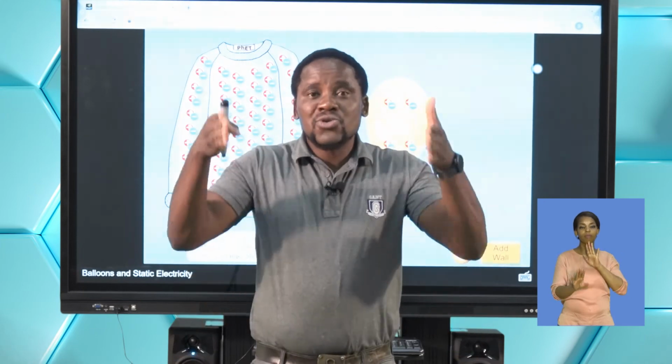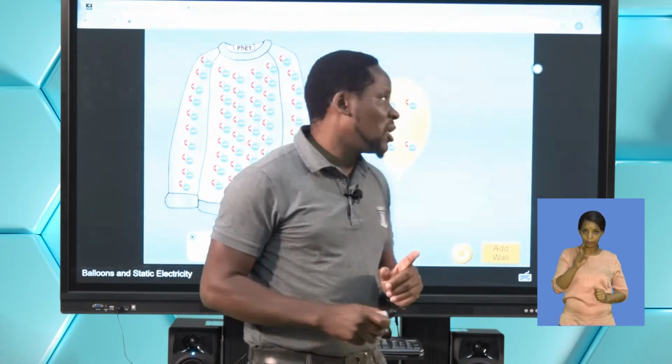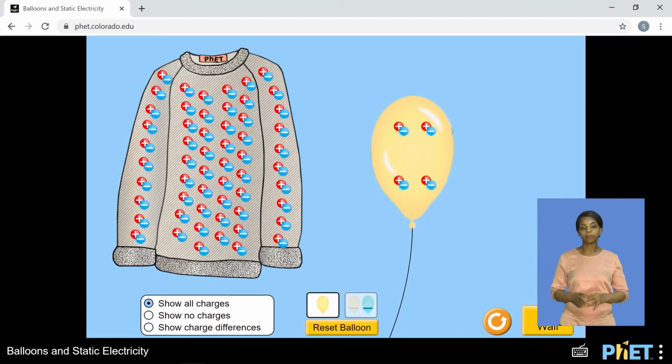So neutral materials do retain charge. However, the amount of positive versus negative charge is equal. Hence, the net charge is equal to 0. That's the most important thing. If you look at the balloon in this simulation, the number of positive charges is the same as the number of negative charges. The same thing applies to your woolen jersey, which has millions and millions of atoms. Again, the number of positives is equal to the number of negatives.